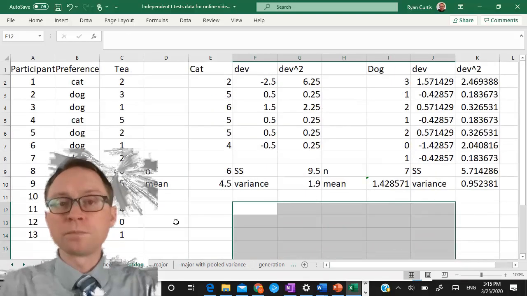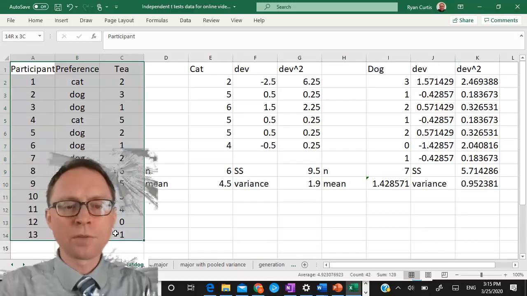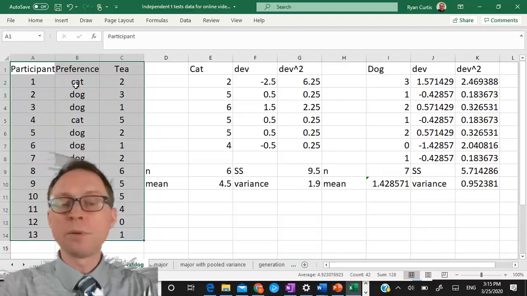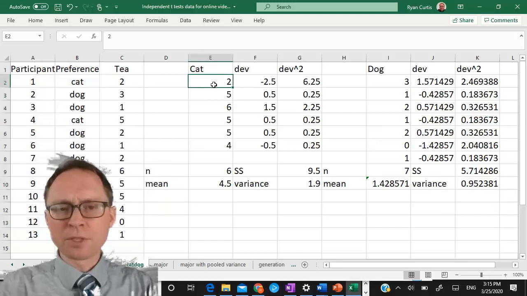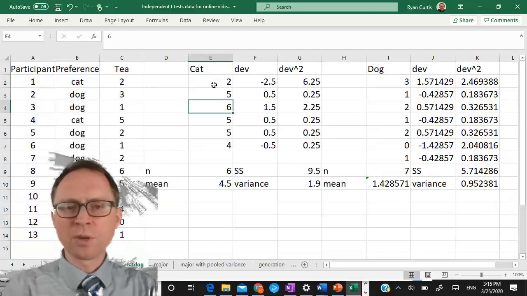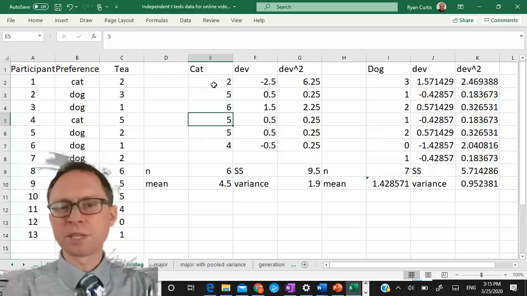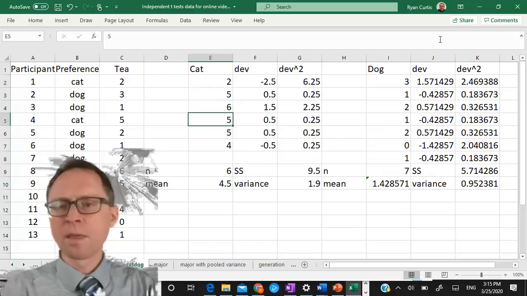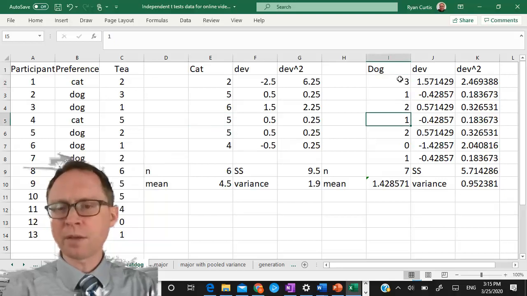Okay, so to do this, let's begin with the same information we had before. So here's all the information that I just gave you: each of the people, their preference for cat or dog, and how many cups of tea they drank. Then I've separated these out. So these are all the people who love cats more and the number of cups of tea they drank: 2 cups of tea, 5 cups of tea, 6 cups of tea, et cetera. And these are all the dog people and how many cups of tea they drank.